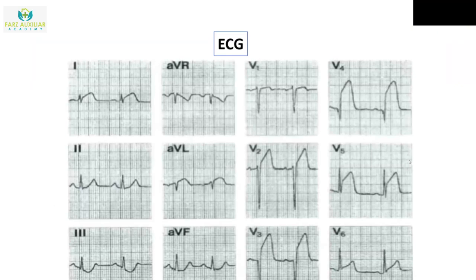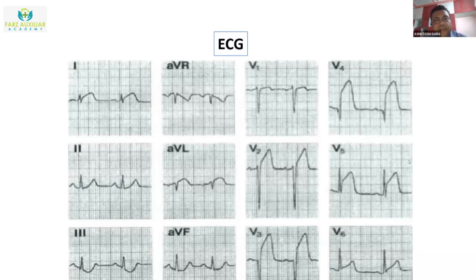ST elevation in V3 to V5. Okay. Acute lateral wall MI, sir. Okay. What about lead I and AVL? There is also elevation in I, AVL. Okay. And there is depression in II, III, AVF, reciprocal ST depression. So whenever you make a diagnosis of myocardial infarction, you should also see the reciprocal changes.